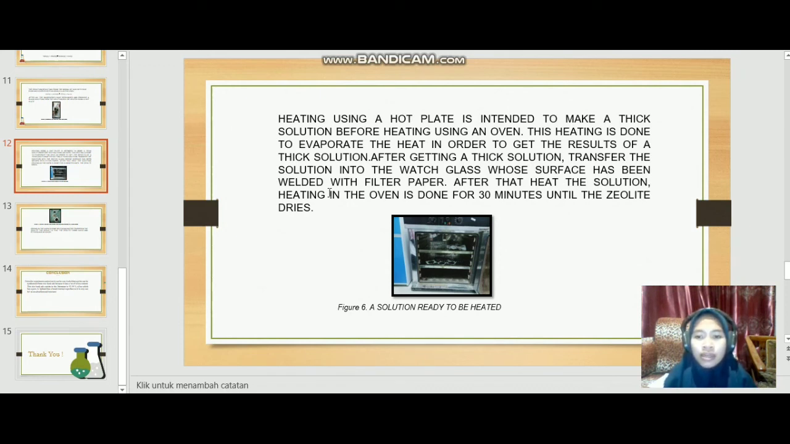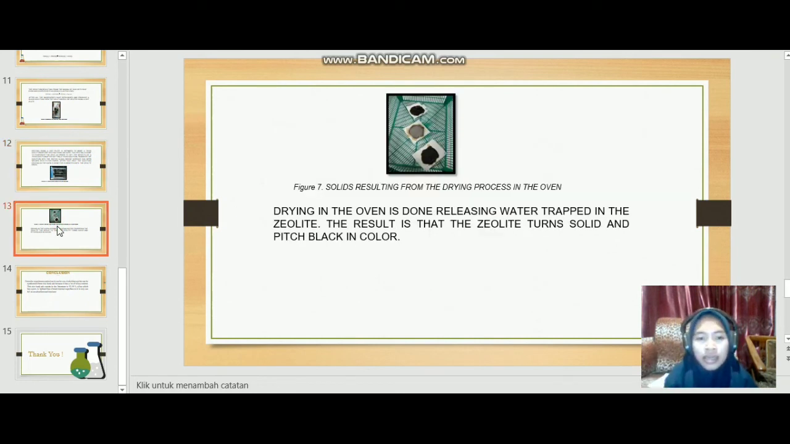After that, heat the solution. Heating in the oven is done for 30 minutes until the zeolite dries. This is the picture of the solution ready to be heated. Okay, next, drying in the oven is done to release water trapped in the zeolite. The result is that the zeolite turns solid and pitch black in color. This is the picture of the solid resulting from the drying process in the oven.